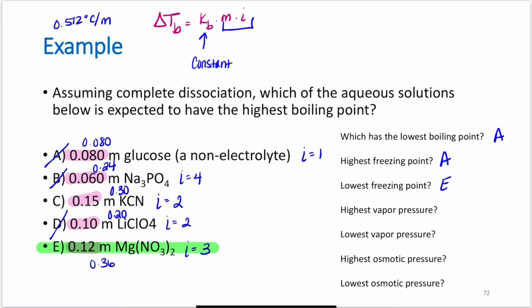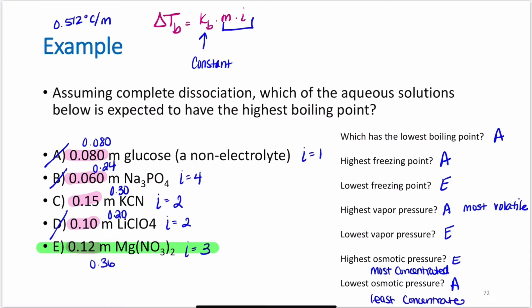Vapor pressure. What's going to have the highest vapor pressure? The one that's the most volatile, easiest to escape the solution. It's got the lowest deviation. Lowest vapor pressure, highest deviation. Highest osmotic pressure, most concentrated. Lowest osmotic pressure, least concentrated.